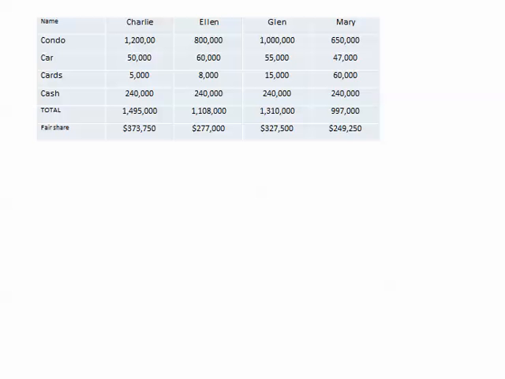Okay, so first, let's determine who's going to buy each item. So if we look at the condo and we look across at the bids, Charlie has the largest bid for the condo. Charlie is going to buy the condo and he's going to pay $1.2 million for it. Then we scroll across and look at the car. Ellen is willing to pay $60,000. She gets the car. The baseball cards are highly valued by Mary. Mary is going to pay $60,000 for the baseball cards. And the cash, remember, isn't something we're buying. They all put the same bid on the cash. So we're going to figure out how much each person owes.